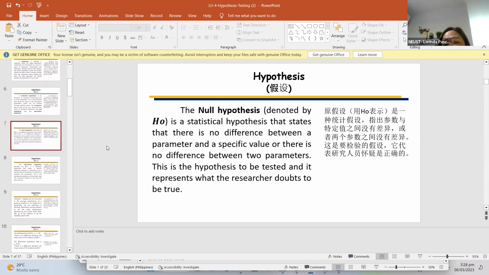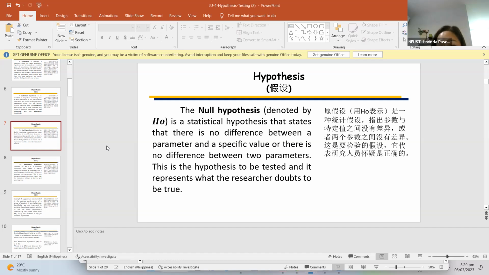So the null hypothesis, which is denoted by H0. So 0 yun na ibig sabihin wala. So this is a statistical hypothesis that states that there is no difference. If there is a question about difference, magkaiba ba yun? Significantly different. So no difference. Or if it is asking for a relationship, is there a significant relationship? The null hypothesis would be there is no. So kapag wala, that is the null hypothesis. So there is no difference between a parameter and a specific value, or there is no difference between the two parameters. So this is the hypothesis to be tested, and it represents what the researcher doubts to be true.